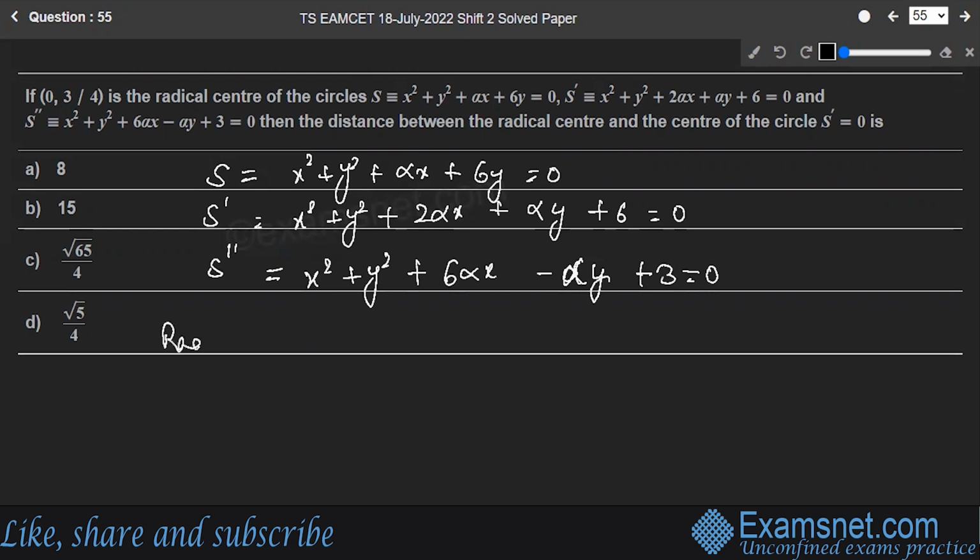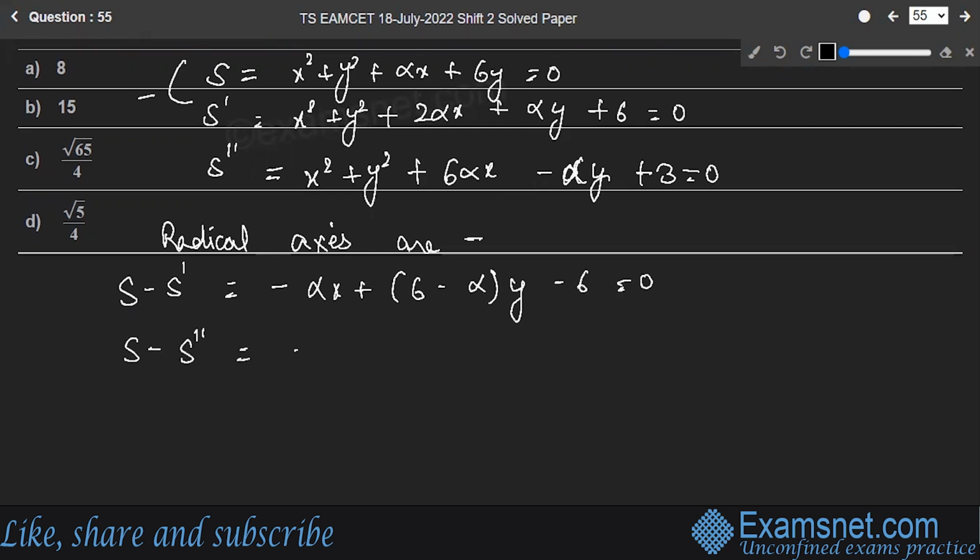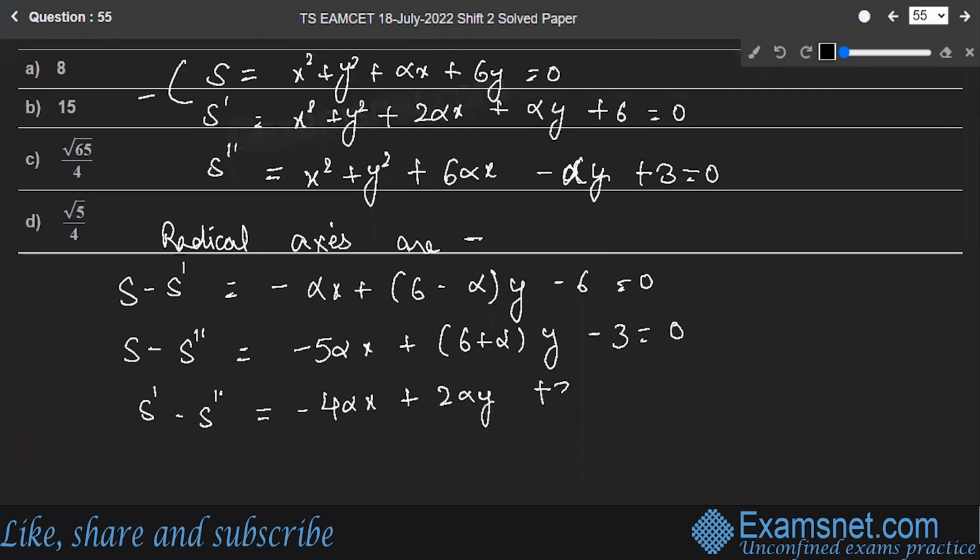Now, the equations for the three radical axes are: S minus S dash, the first one. This is given by, see, these two are subtracted, so this is minus alpha x plus 6 minus alpha y minus 6 equals 0. S minus S double dash is minus 5 alpha x plus 6 plus alpha y minus 3 equals 0. S dash minus S double dash is minus 4 alpha x plus 2 alpha y plus 3 equals 0. These are the three radical axes.